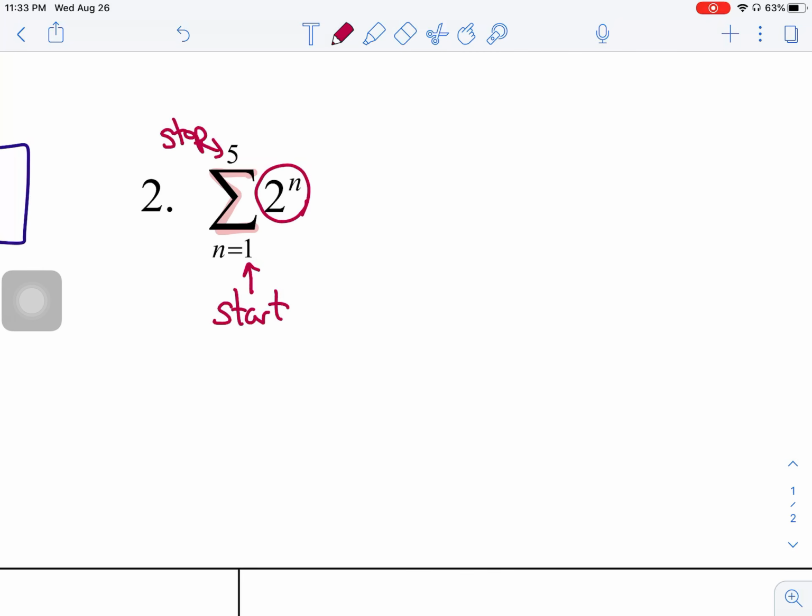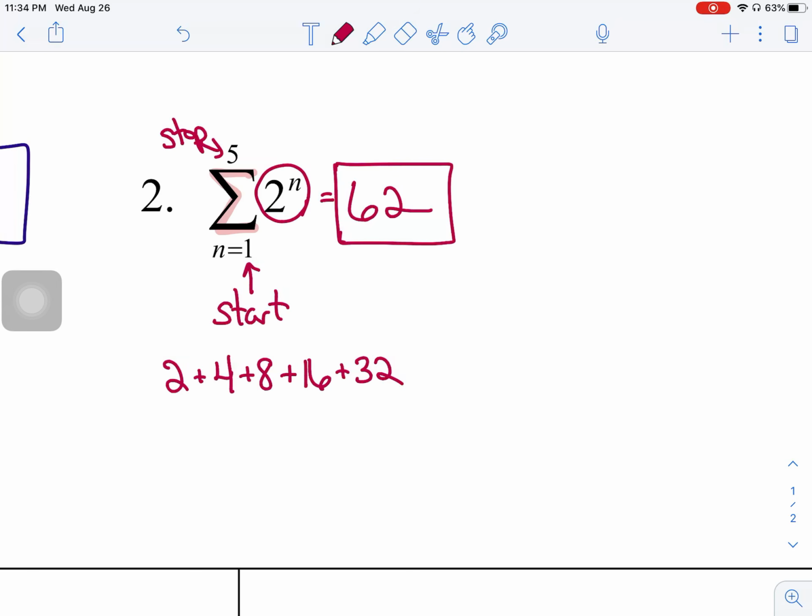Keep track of this however you want to. If you just want to write out, I can do 2 to the 1 in my head. It's 2. 2 to the second is 4. 2 to the third is 8. 2 to the fourth is 16. And 2 to the fifth is 32. It's up to you how you keep track of this. And at this point, take 2 plus 4 plus 8 plus 16 plus 32. And when you add those up, you get 62 as your final answer.